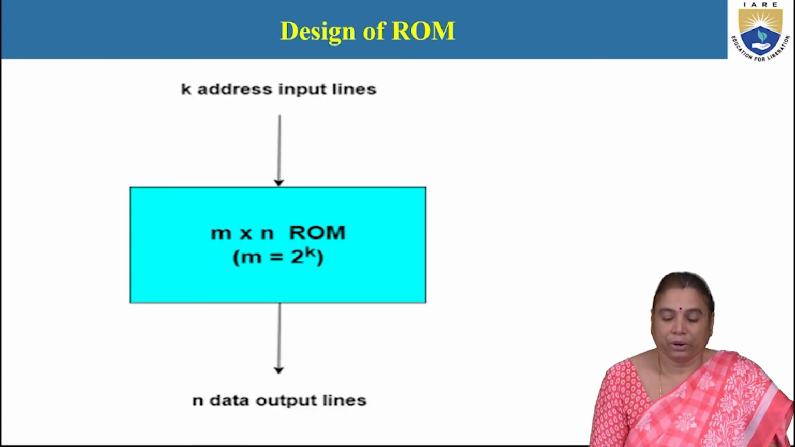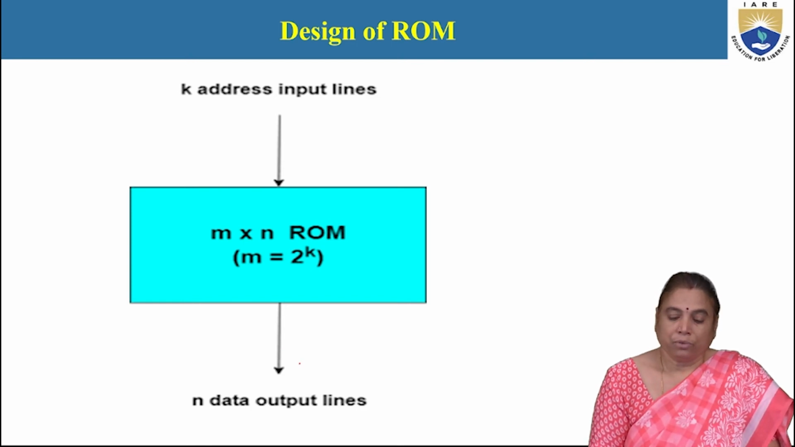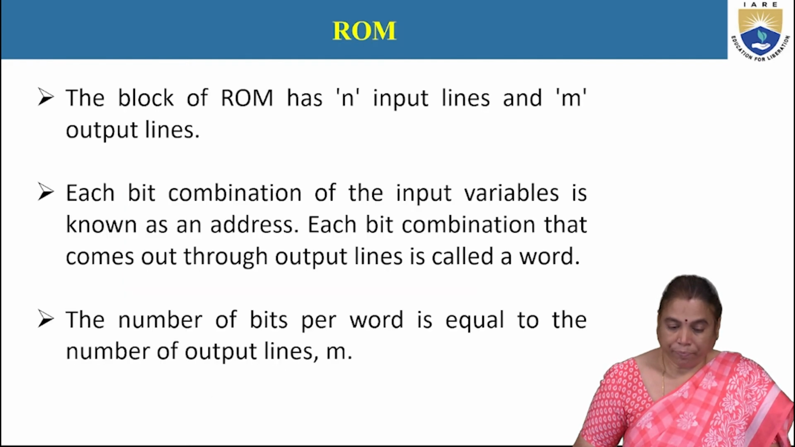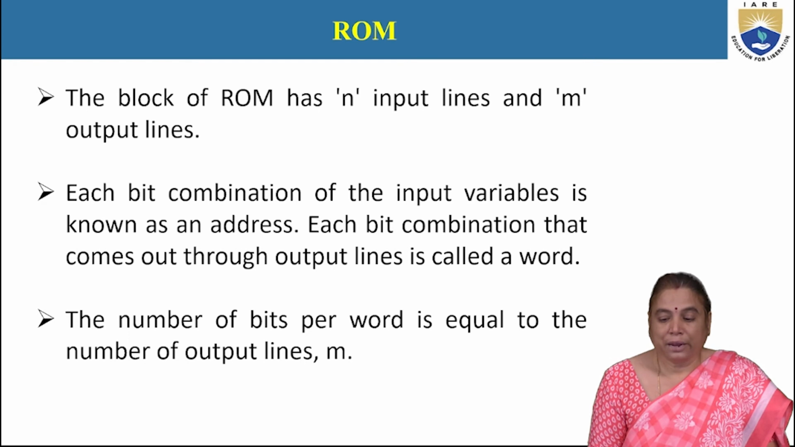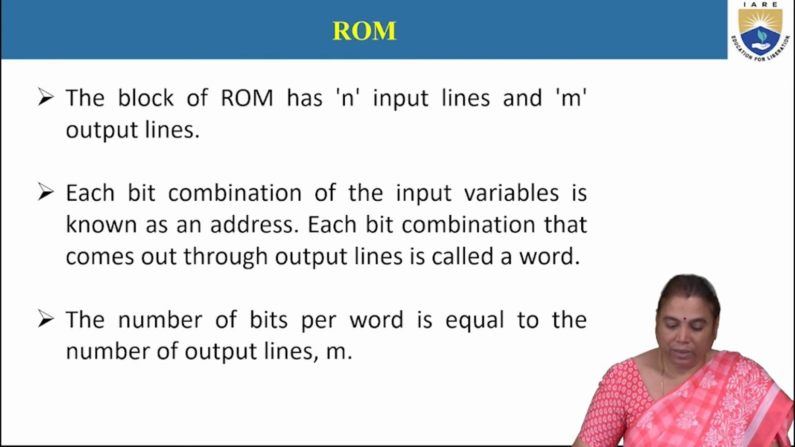Now, how is the ROM circuit organized? If K address input lines and N data output lines are taken, it is an M by N ROM, where M is equal to 2 power K. The block of ROM has n input lines and m output lines. Each bit combination of the input variables is known as the address. Each bit combination that comes out through the output lines is called the word. The number of bits per word is equal to the number of output lines.